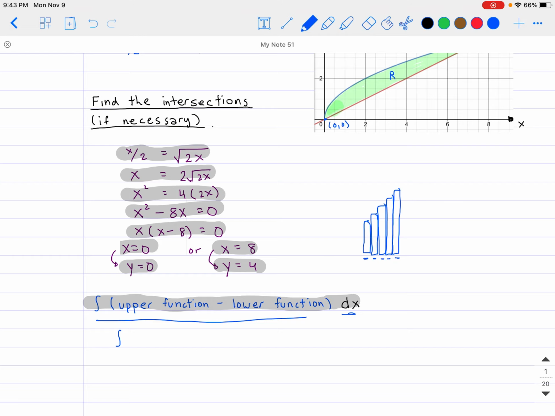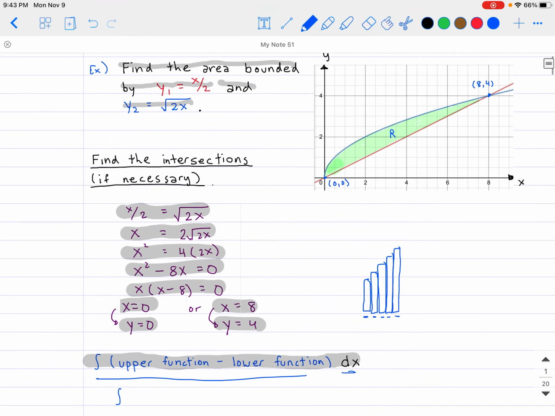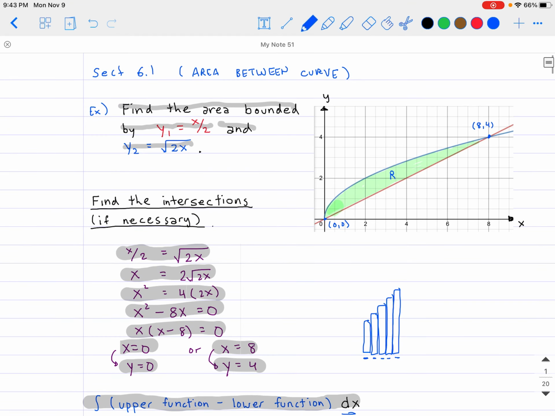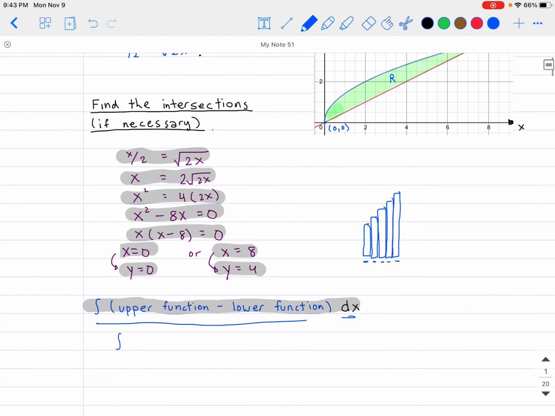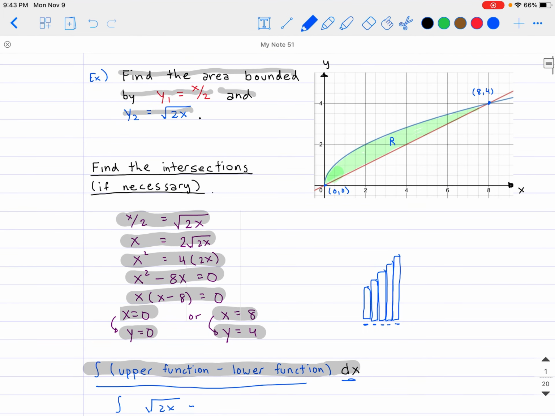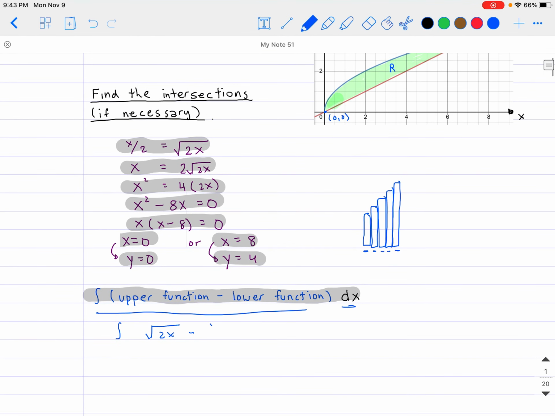It's going to be the integral of the upper function, and my upper function looks like it's going to be the curve of the square root of 2x, minus the lower function, which in this case is y1, so it's going to be x over 2. Then we have dx as we said, and my boundary from left to right, well, that's where the intersections come in. So that is going to be from 0 to 8.